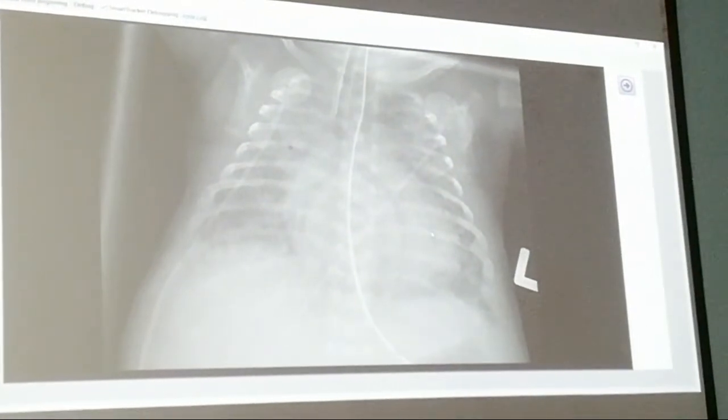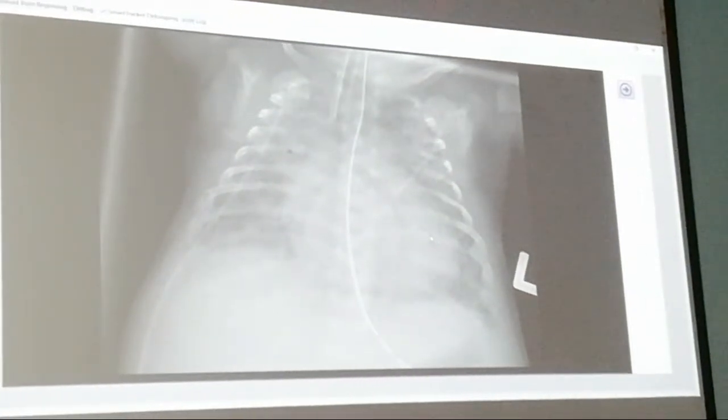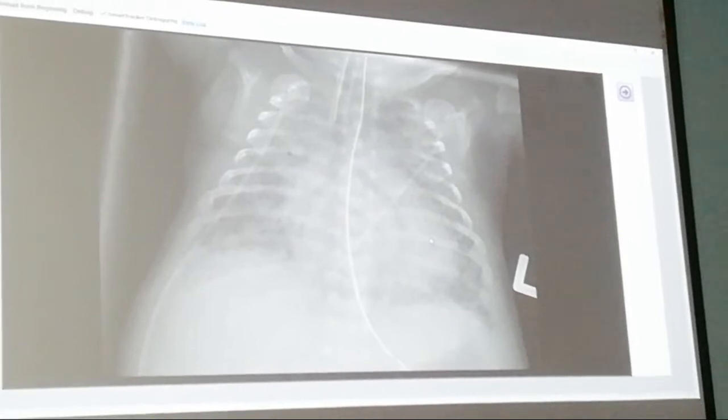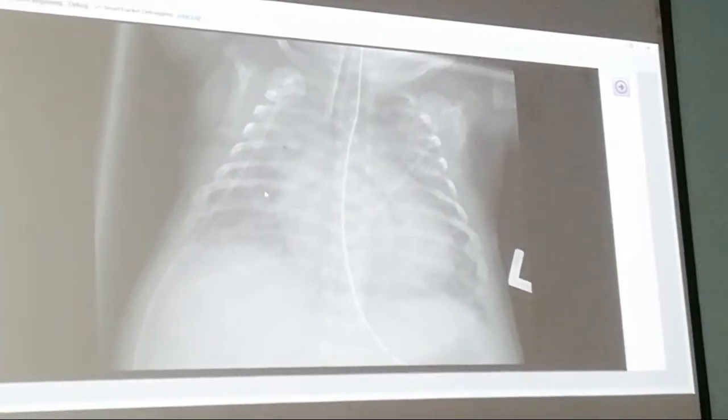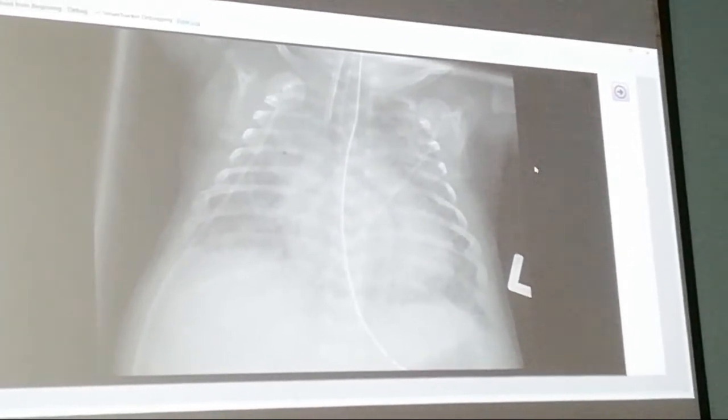This is the chest X-ray after the lung recruitment, and you can recognize the improvement in lung inflation and volumes after the intervention.